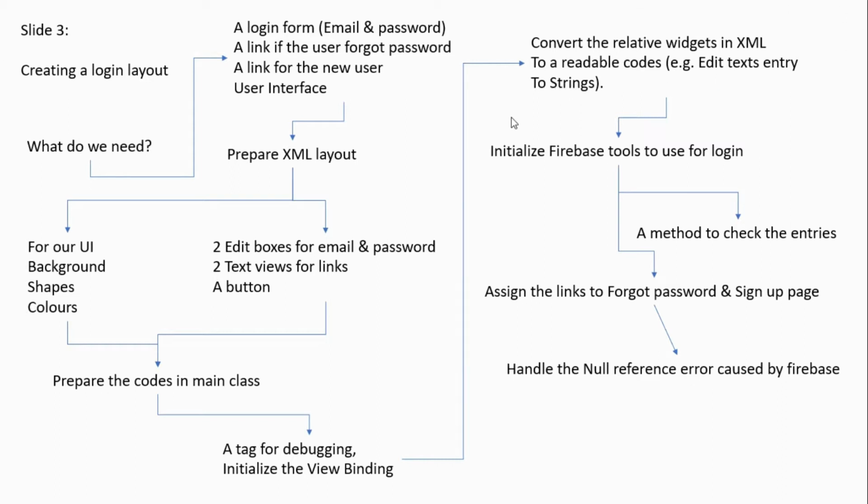Once these two are ready, we're moving on to initializing our Firebase tools. We need some of the Firebase tools to be able to log into our application. The next step is a method to check the entries. Whatever the user puts as email and password, we need to check them and make sure they are correct. And lastly is going to be assigning the forgot password and sign up page links.